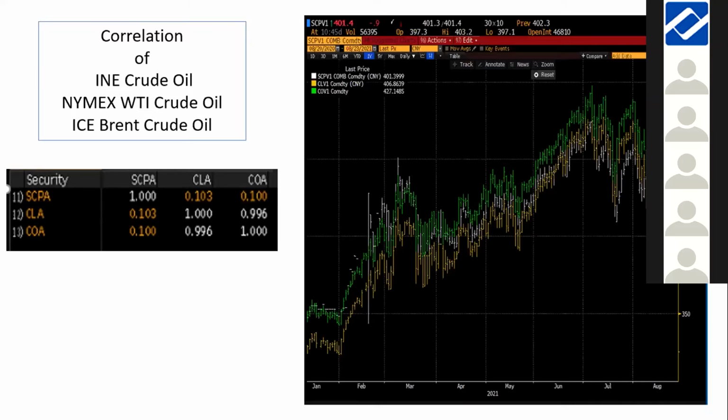If you actually run the correlation study that Bloomberg provides, which is on the left there, you can see that they're very, very close to 1. A correlation factor of 1 is a very strong positive correlation. If it had a factor toward -1, it would be negative, and toward 0 would be no relationship at all.